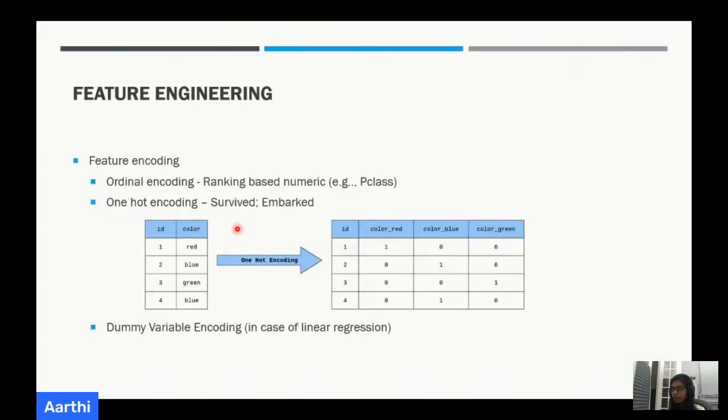Again, dummy variable encoding, this is required only in case of linear regression. So for example, if you don't have any missing values in your data, instead of having red, blue, and green, you can just have red and blue. If both red and blue are 0, it automatically denotes that it's green. So for linear regression, one hot encoding doesn't work. But for any other machine learning model, it is okay. You can use one hot encoding.